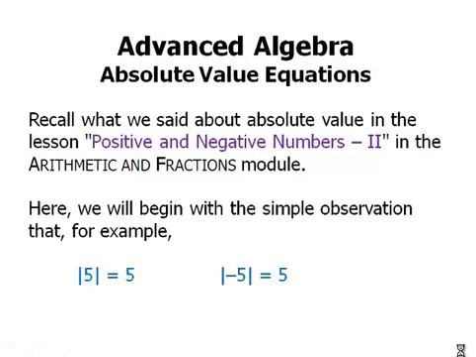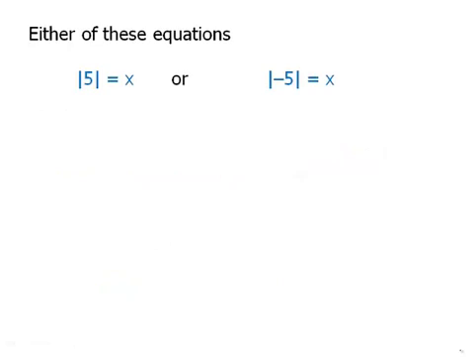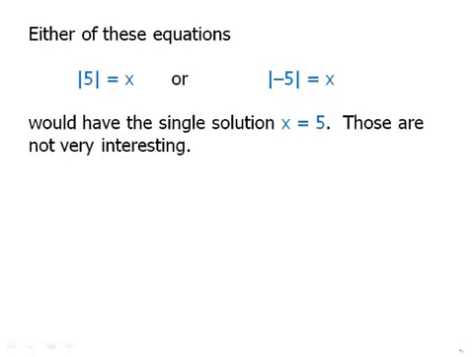So, we'll begin with a simple observation that, for example, absolute value of positive 5, of course, is positive 5. Absolute value of negative 5 is, of course, positive 5. So either of these equations, absolute value of 5 equals x or absolute value of negative 5 equals x, would have the single solution x equals 5. Those are not very interesting equations. Not very interesting when there are no variables inside the absolute value. It gets more interesting when we put variables inside the absolute value.